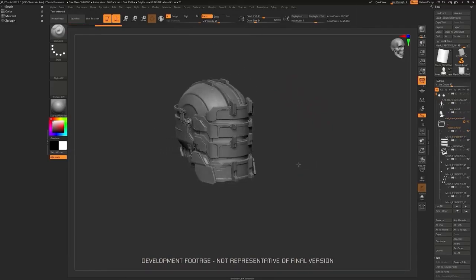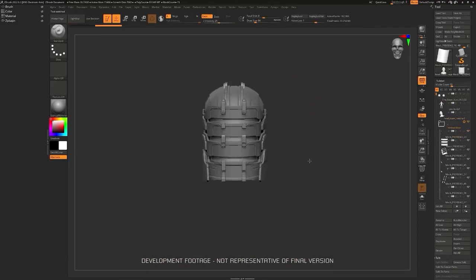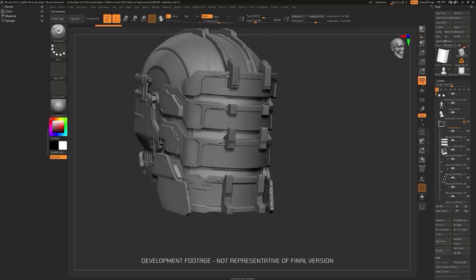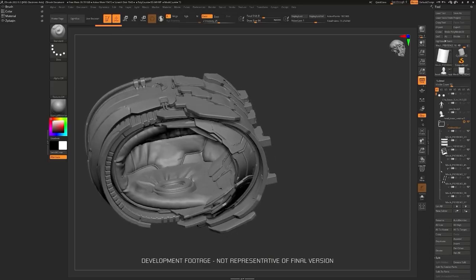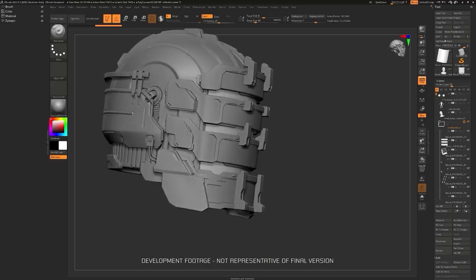The helmet is worked on separately as well because of the size of the file, as it tends to slow us down. As you can see here, we worked on the outside and inside of the helmet, so it matches when Isaac removes it.